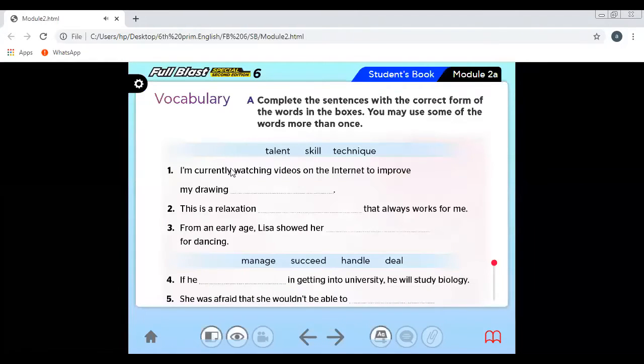We will start with the first part. Complete the sentences with the correct form of the words in the boxes. You may use some of the words more than once. We have the words talent, skill, and technique. Talent is something that you are good at, or you are brilliant at. Skill is also something, an ability to do something. Technique is the way of doing something.